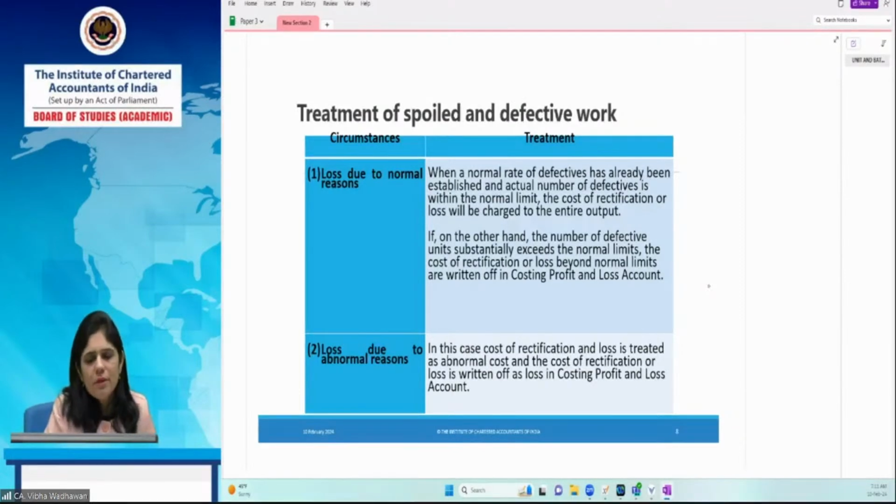When a normal rate of defectives has already been established and the actual number of defectives is within the normal, say 5% defective, it will happen. So the cost of rectification will be charged to the entire output. That means it will be a part of cost per unit, spread through cost per unit. On the other hand, if it substantially exceeds the normal limits, it will go to costing profit or loss account. Abnormal has to go to costing profit or loss account. Clear? If it's within the normal range, it will be absorbed in the cost of production.